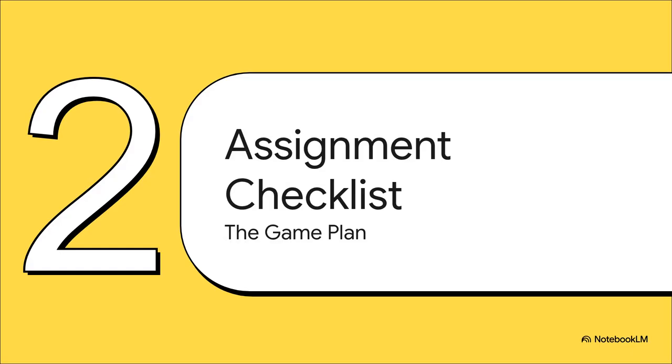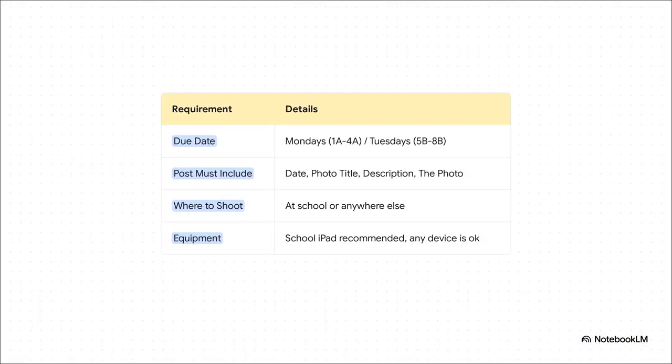Okay, so hopefully you're fired up with some ideas. Let's get into the game plan. Just to make sure everything goes smoothly, there are just a few little things you'll need to remember for your weekly post. So let's run through the details really quick. Your due dates are either Monday or Tuesday, depending on your class period. Every blog post needs just 4 simple things: the date, a title for your photo, a little description, and of course, the photo itself.